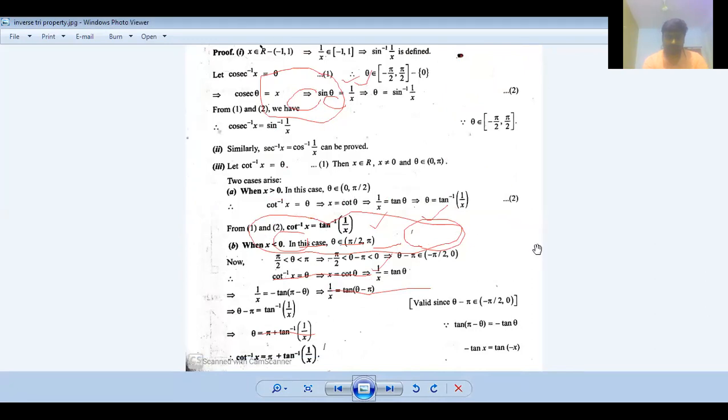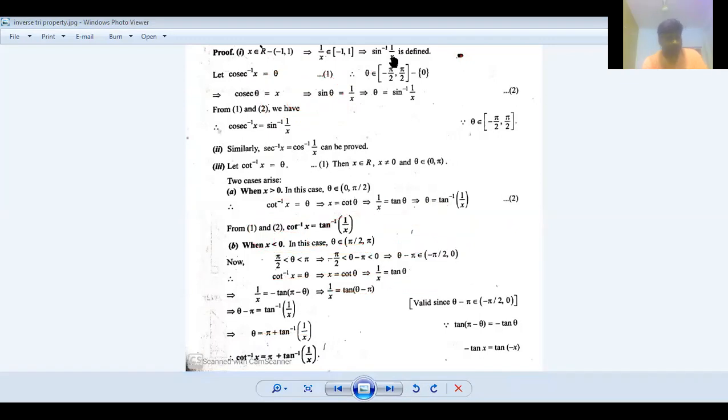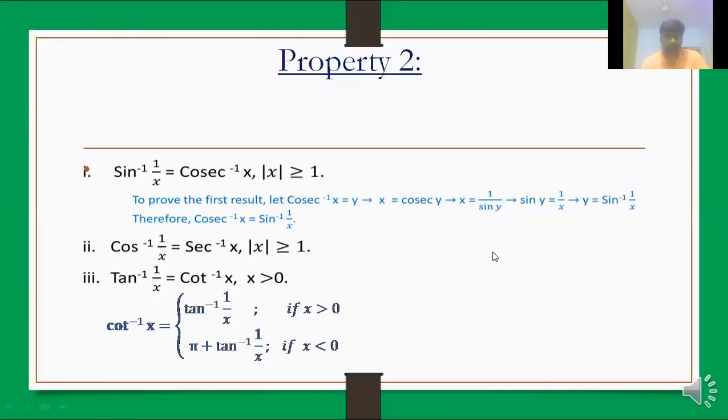Now in this, see here, cot inverse of pi plus cot inverse of x equals pi plus tan inverse of 1 by x. So this is the proof for that. Now let us go back to that property: pi plus tan inverse of 1 by x. This property is very important. Let us move on to the next property.